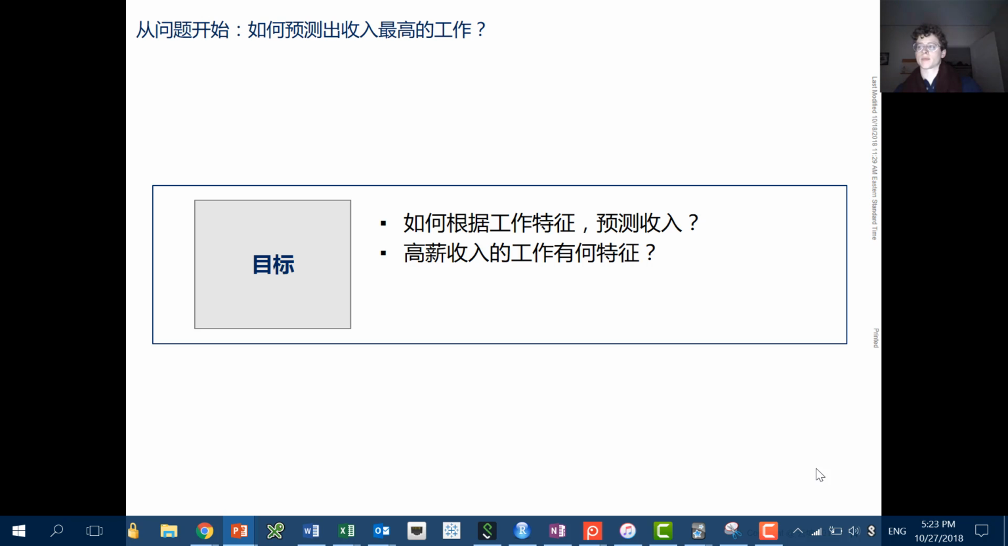So here's the problem. This is the problem that we are going to explore for the next 2 weeks. This is the problem that we have been exploring in the last week. How can we predict the income of a job given the characteristics of a job? And what are the characteristics of a high-paying job?